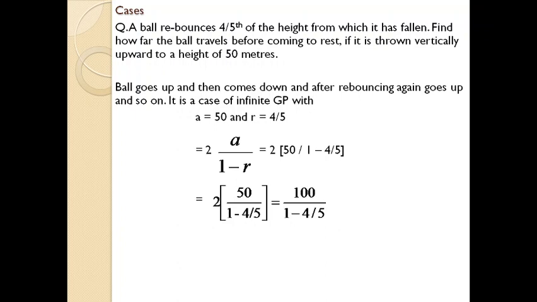Previously, we found that in this question, the answer is 100 by 1 minus 4 by 5. If it is possible, you can simplify this step to somewhat a common number like this. Here the answer is 500. That means in the question it was asked, find how far the ball travels before coming to rest. That is 500 meters, because in the question the scale was 50 meters. So let's assume the answer would be 500 meters. Just go through it.